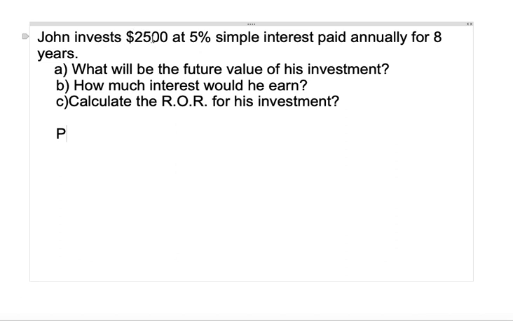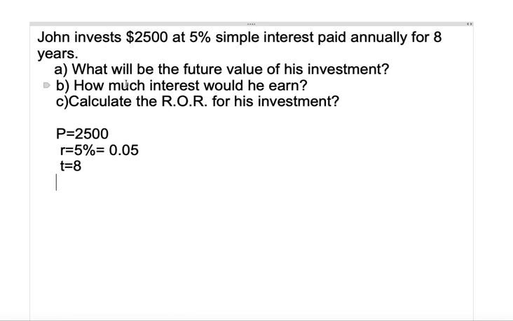So we know that our P value, the principal, is $2,500. So we write it down here. We also have our R value, which represents the rate. This is 5%, and we change it to decimal, and it would be 0.05. And we also have the time. You can see it here. It says for 8 years. So the T equals 8.